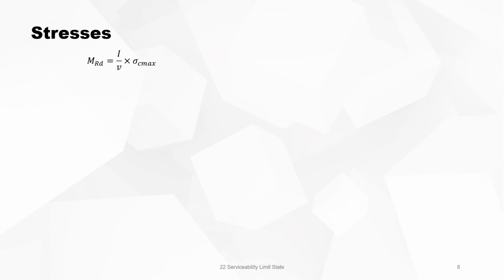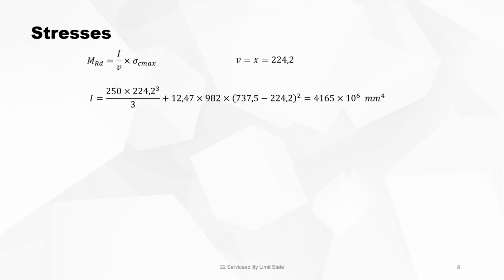The corresponding bending moment, it's purely elastic, so it's quite easy to calculate. The v is of course equal to the depth of the neutral axis, and the moment of inertia of the cracked section is 4,165 million millimeters to the power 4. The corresponding bending moment is then I divided by v multiplied by sigma c max, and it's 251, or 250.8 kilonewton meter.